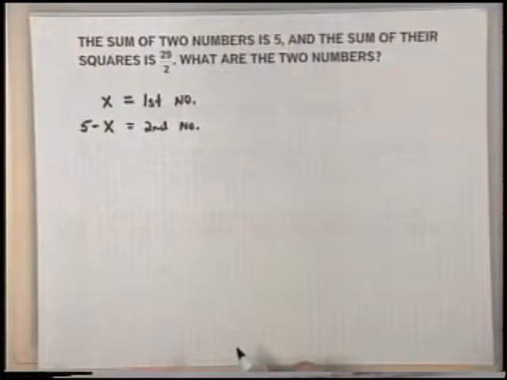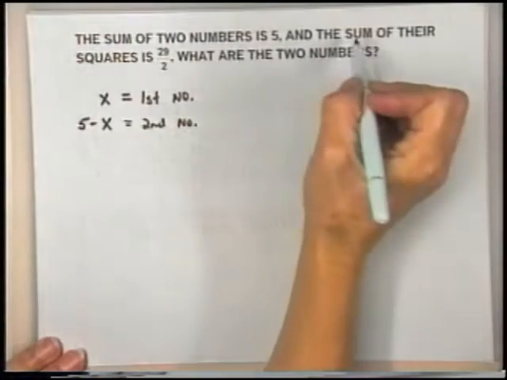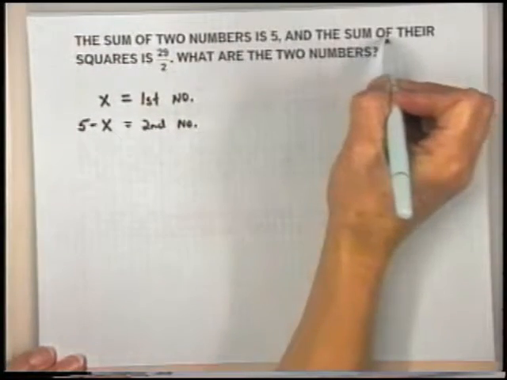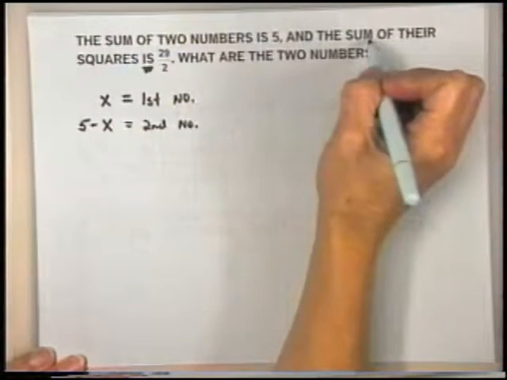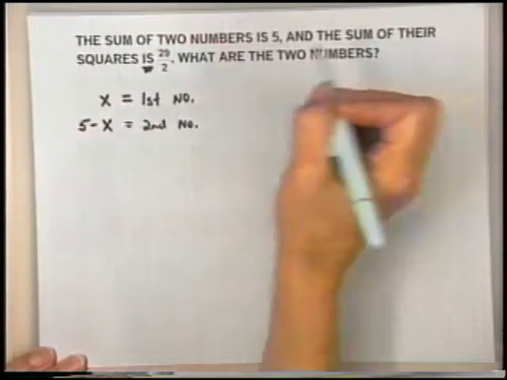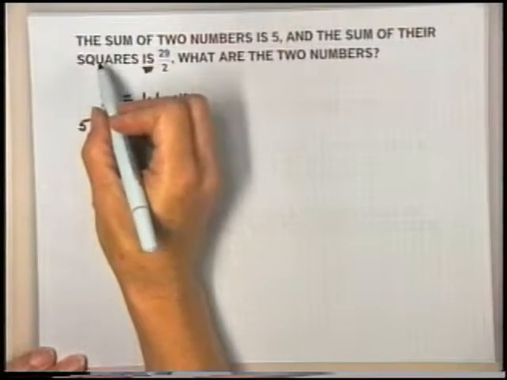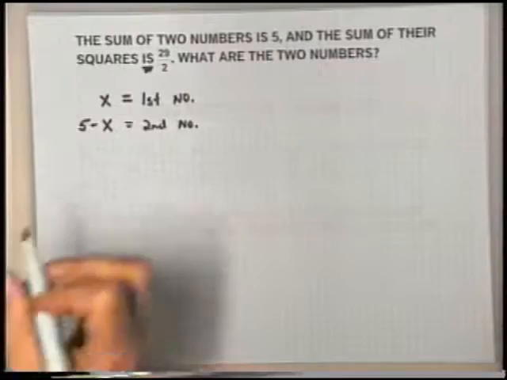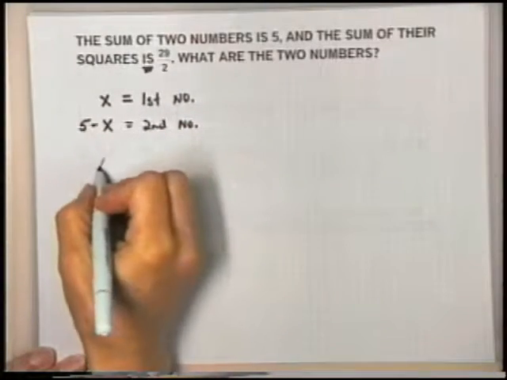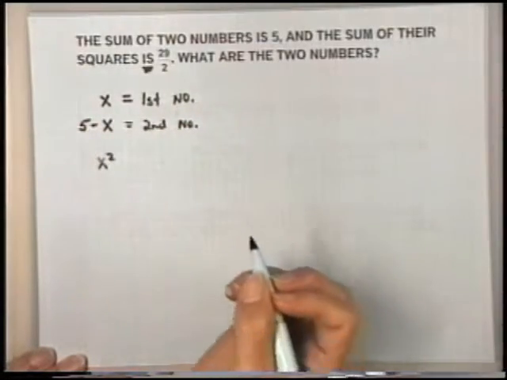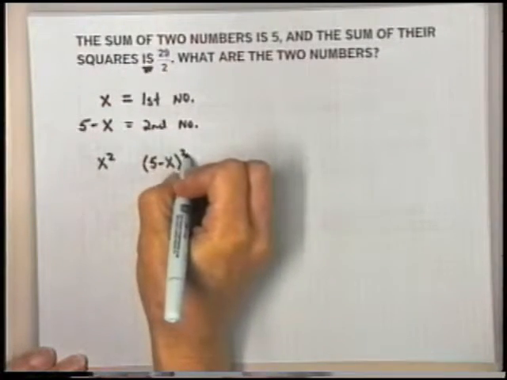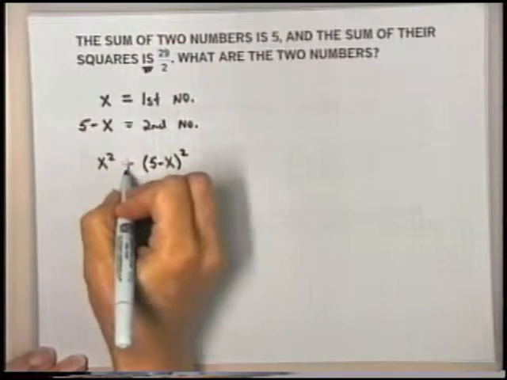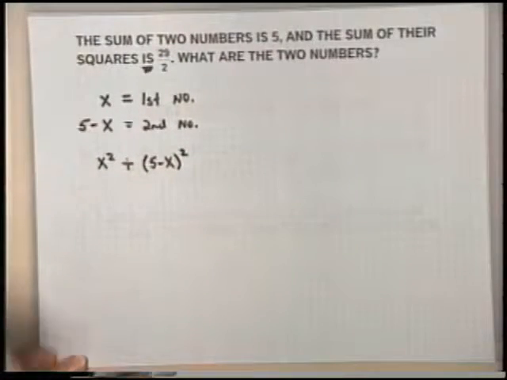Now, let's see if we can write an equation since there's no picture that we could draw for this problem. Notice here we are told the sum of their squares, there's my is. Sum means I'm going to add their squares. If you square something, you raise it to the second power. So I'm going to raise the first number to the second power. I'm going to raise the second number, which is 5 minus x, to the second power, and I will do their sum. That means I will add those together.